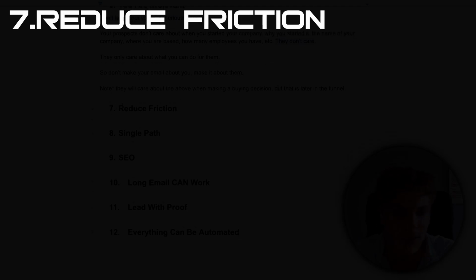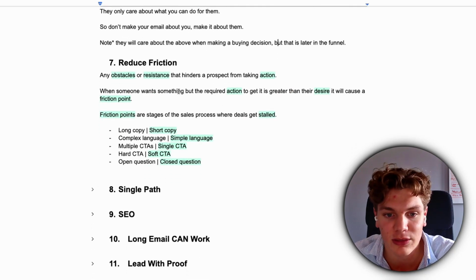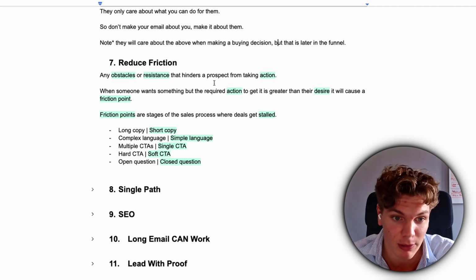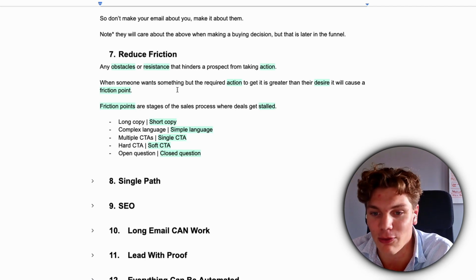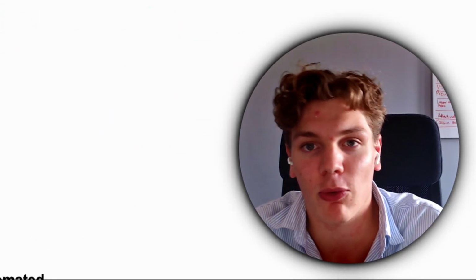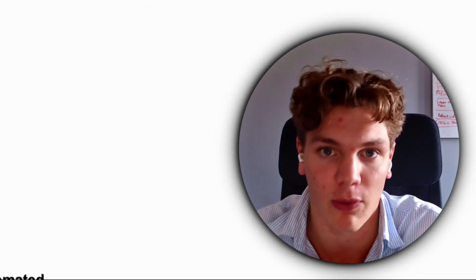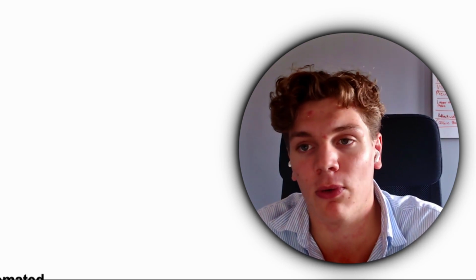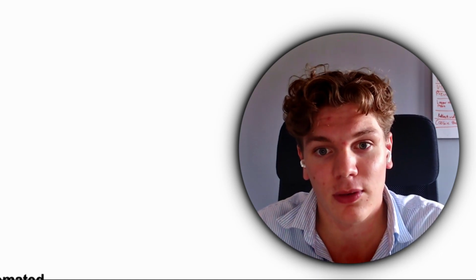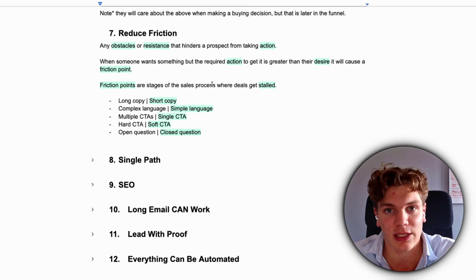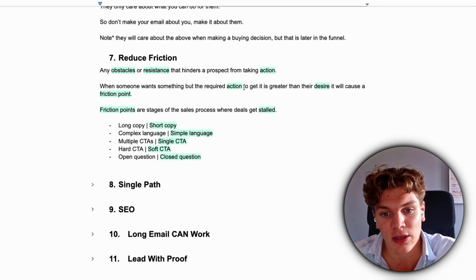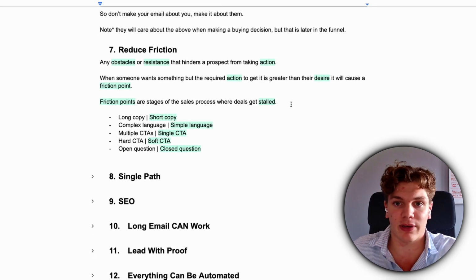Number 7, reduce friction. Friction is essentially any obstacle or resistance that hinders a prospect from taking action. Pretty simple. When someone wants something, but the required action to get it is greater than their desire, it will cause a friction point. Say, for example, I want to know how to add $10,000 a month in monthly recurring revenue, but the required action is to jump on a 30-minute Zoom call with a self-proclaimed agency owner, then I will likely not agree to it. The required action to get it is greater than my desire to get it. And a friction point is essentially a stage of the sales process where the deal gets stalled, a point where people don't enter the next step in your funnel.